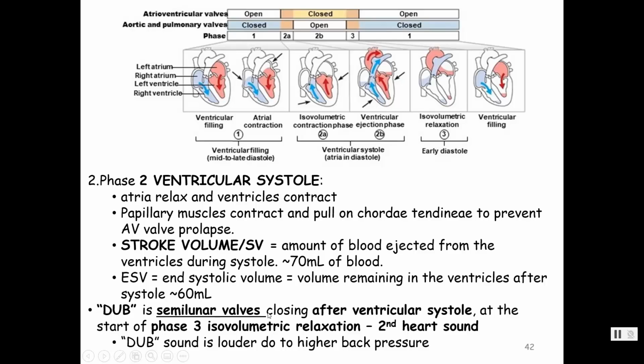Don't forget that dub sound. That's those semilunar valves slamming shut. So second heart sound. If you notice, feel your own heartbeat. That second heart sound, it's louder. And that's due to that higher back pressure in the systemic circuit. Kind of think of just slamming a door really, really hard. And so that sound is going to be louder.